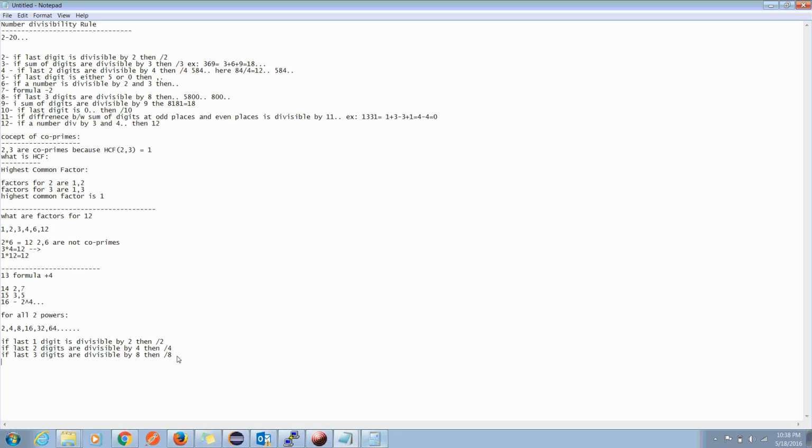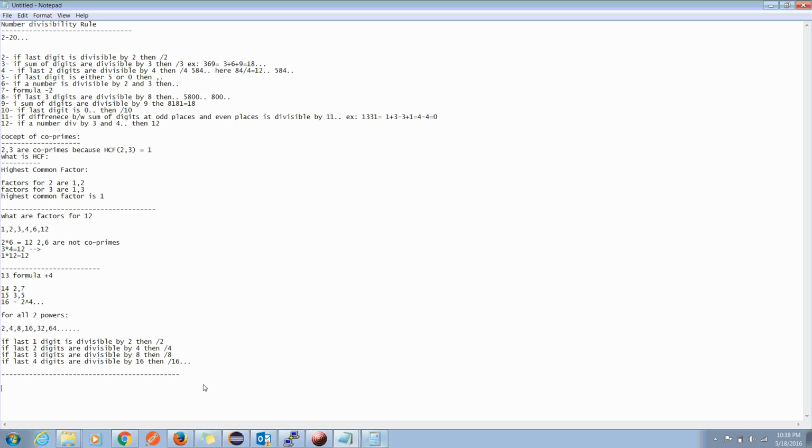If the last 4 digits are divisible by 16, then that number is divisible by 16. I hope you understand the concept here. This is for all 2 powers. That's why for 4 you see the last 2 digits, for 8 the last 3 digits, similarly for 16 the last 4 digits. It applies for 64, 32, everything.